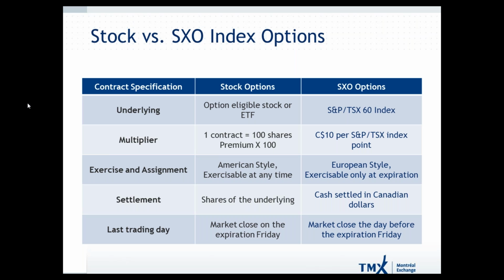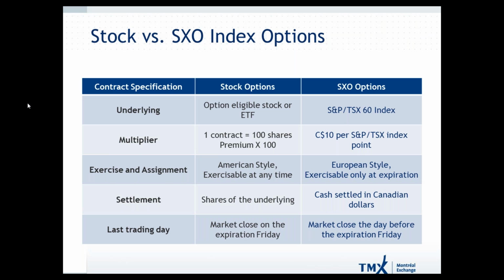Now, as far as exercise and assignment is concerned, very important difference. The stock option or ETF option is American style, which means that it's exercisable at any time. And just to build on that, the settlement is the actual shares of the underlying security. When we look at the exercise and assignment process for SXO options, they're European style, which means they're exercisable only at expiration and they're cash settled in Canadian dollars.